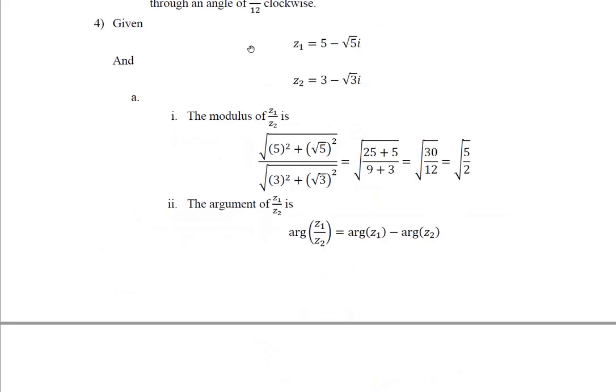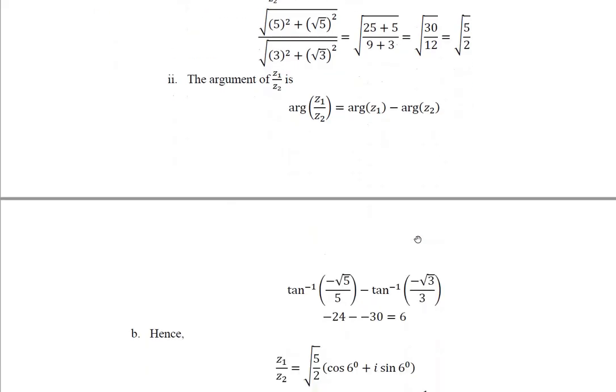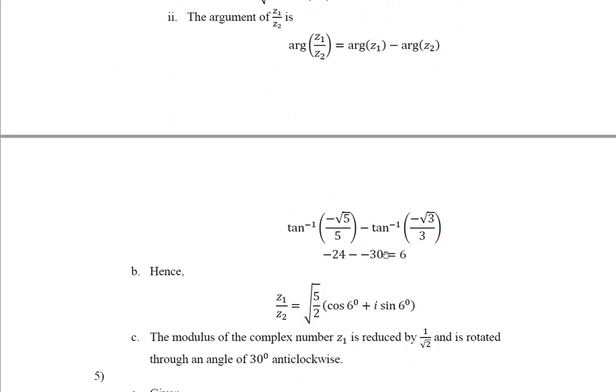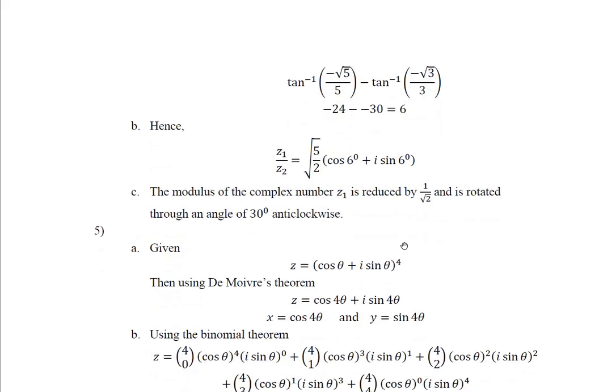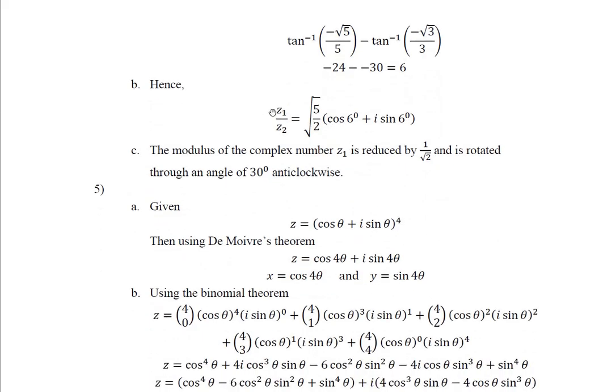Number 4. Given z1 equal to 5 minus root 5i and z2 equal to 3 minus root 3i, the modulus of z1 over z2 is root 5 on 2. The argument of z1 over z2 is the argument of z1 minus the argument of z2. Hence, we get that the argument of z1 over z2 is 6. Therefore, the polar form of z1 over z2 is equivalent to root 5 on 2 into cos 6 plus i sin 6. The modulus of complex number z1 is reduced by 1 on root 2 and is rotated through an angle of 30 degrees anti-clockwise.